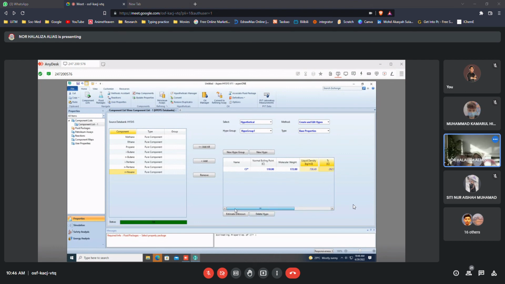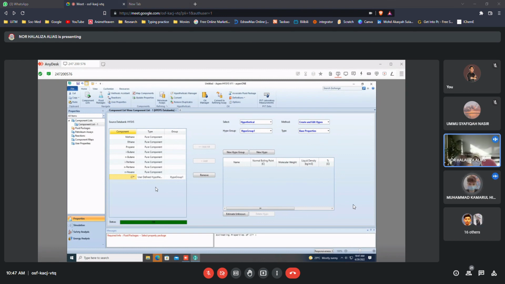Okay, now dah siap. Lepas tu nak buat apa? Add lah, boleh add lah. So you click C7 star add. So you dah nampak kat sini bawah sekali C7 is already added. Okay, boleh? Boleh.